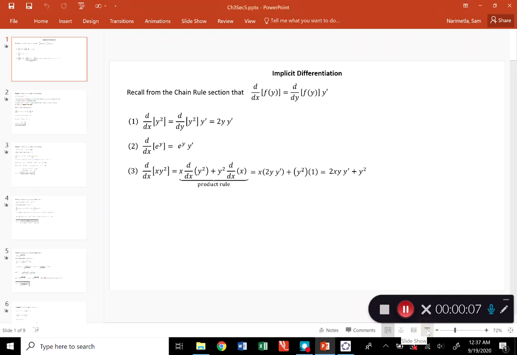What we're going to look at today is what's called implicit differentiation, and this is section 3.5. Cool. Now that I got that one done, let's look at this.